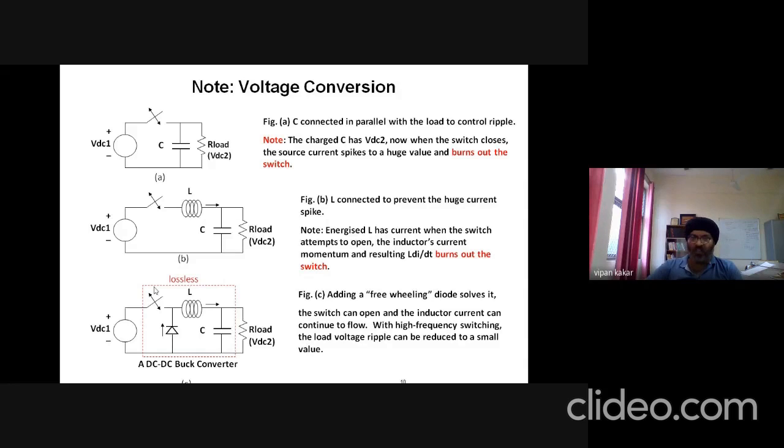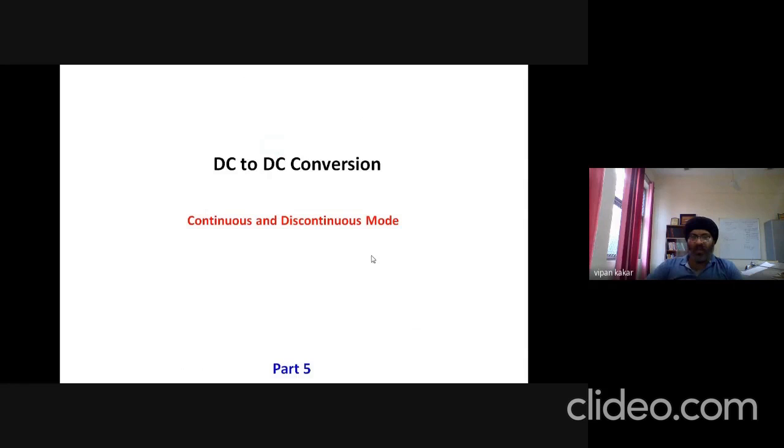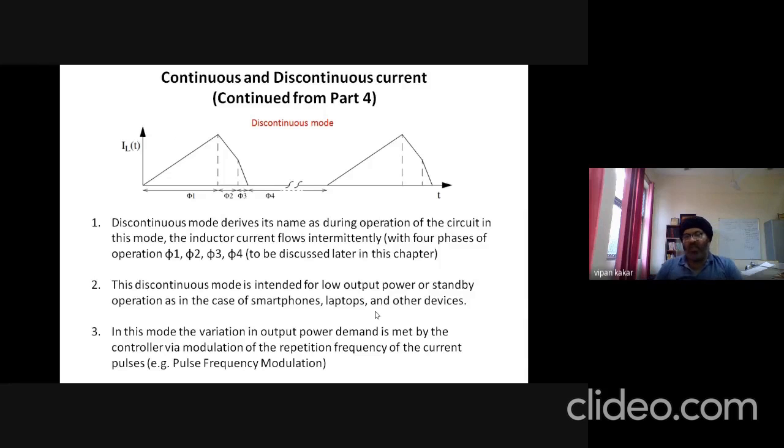Again, assuming this switch as lossless, no losses. Practically, very low losses exist in these practical circuits, but ideally, we assume zero losses. Now, we have already discussed continuous and discontinuous mode of conduction in AC to DC converters. But in DC to DC converters, again, the concept is same, discontinuous current and continuous current. But here, the mode has different phases.